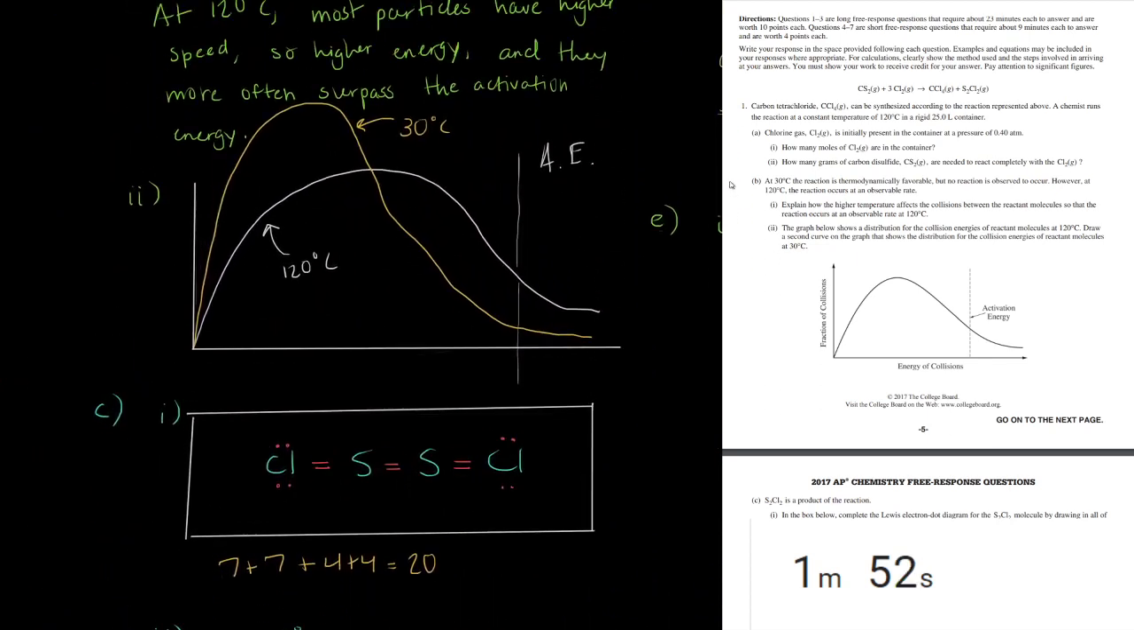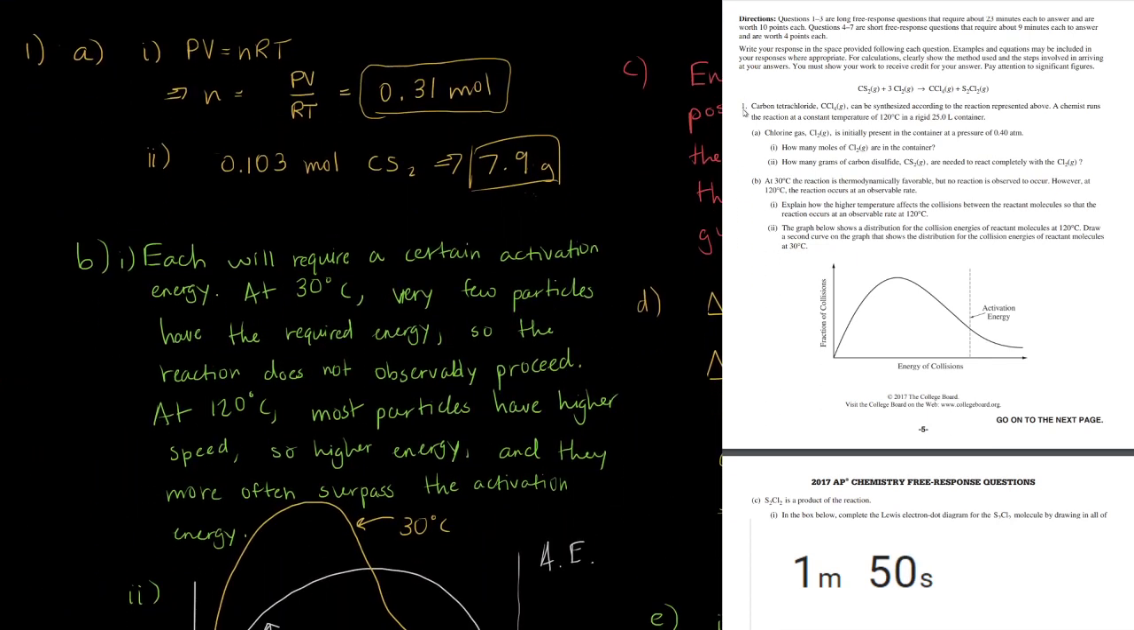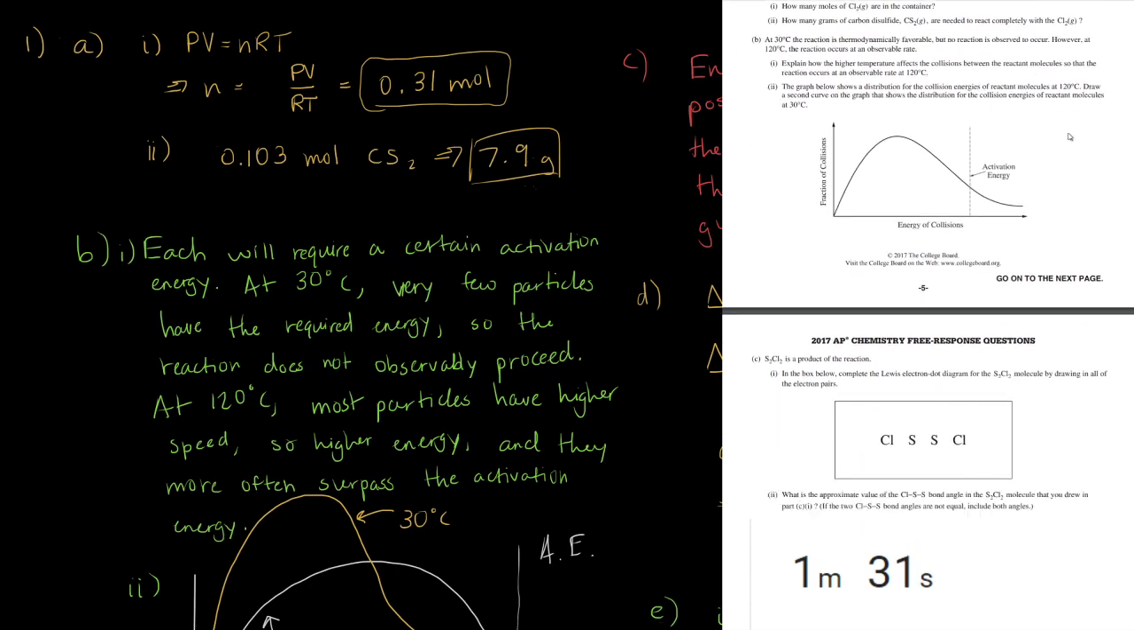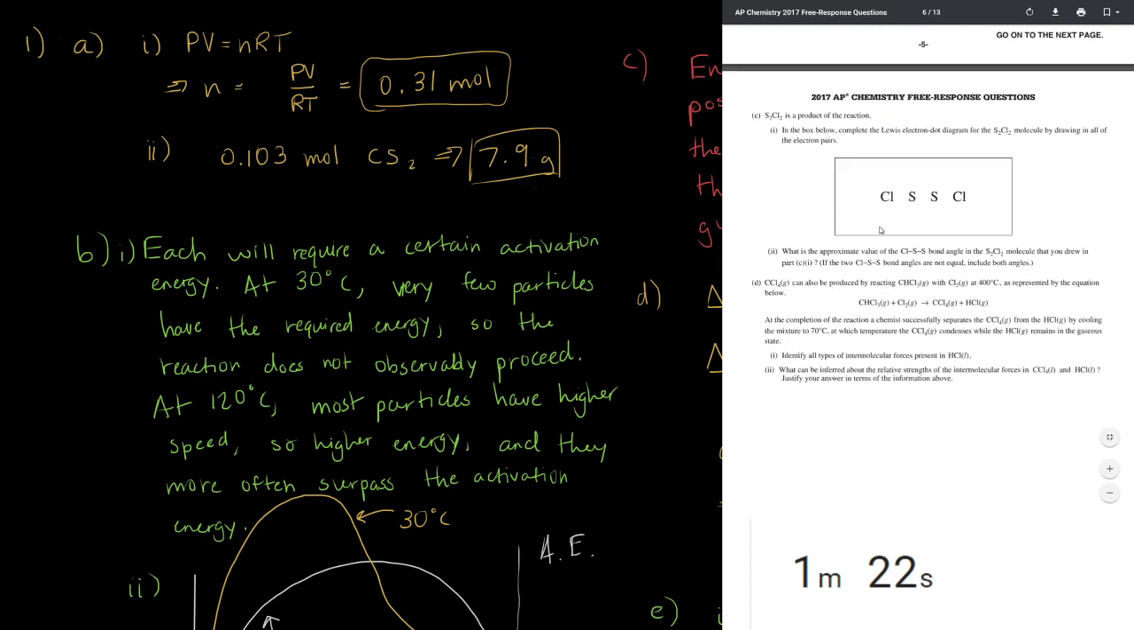So did I make silly mistakes right up front? Often it's either at the start or the end. Okay. It said how many moles are in the container. It looks like I just calculated it with PV equals nRT, and I do believe myself. And then the grams of CS2, I also think that looks very reasonable. So for I, we do have this certain activation energy, and at 30 degrees Celsius, very few particles have required energies. Okay, that I again agree with.